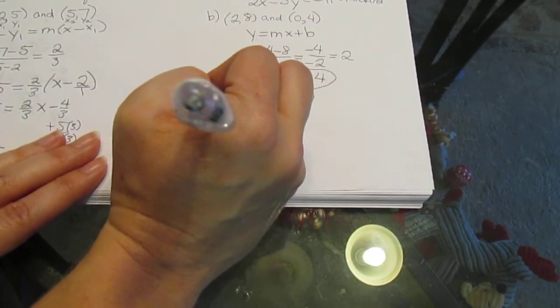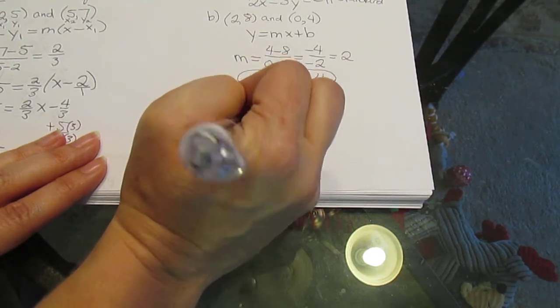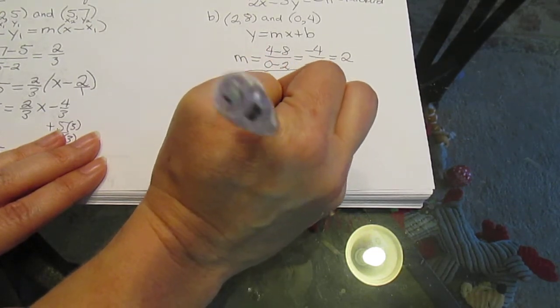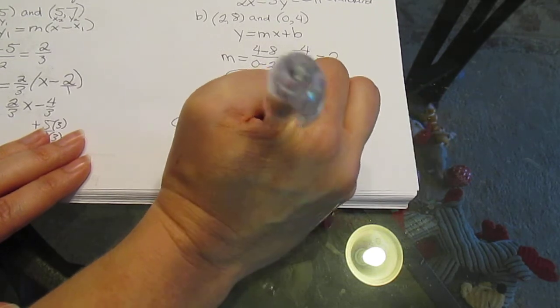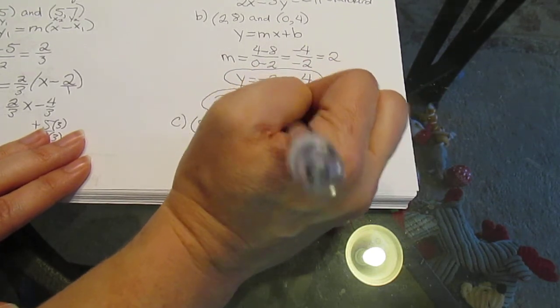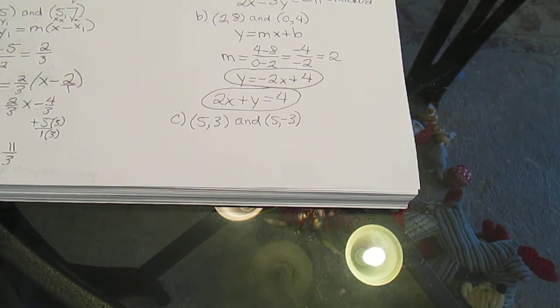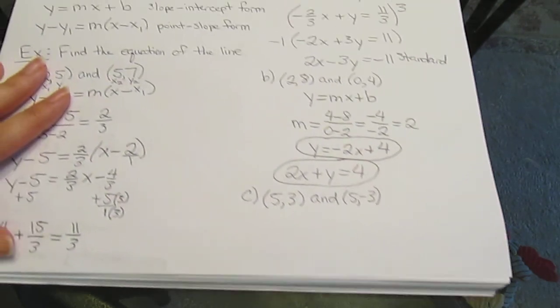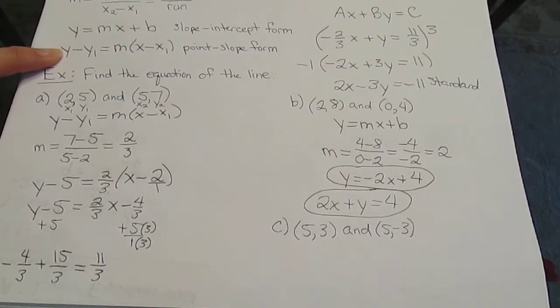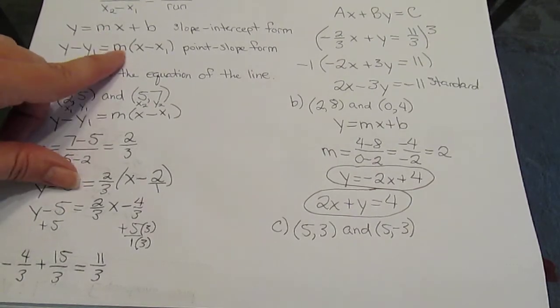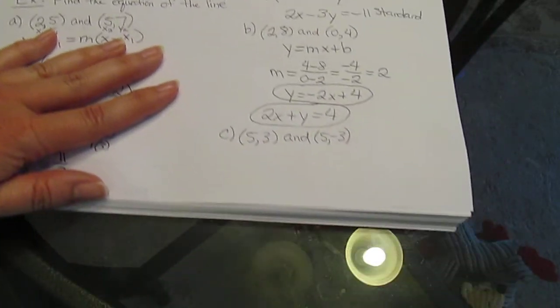I've got 5, 3 and 5, negative 3. Okay, I'm going to show you what happens here in a second, but let's just start this one like any other problem that we've been doing. Do they give me the y-intercept? No, they don't give me the y-intercept. I don't have 0, comma, some number, so I'm going to use point slope form. Okay, and we need to find the slope, so let's go ahead and do that.